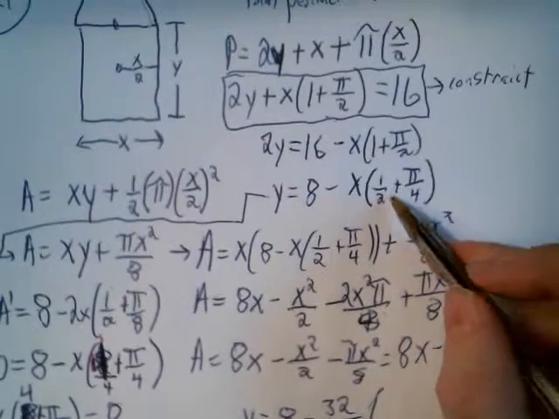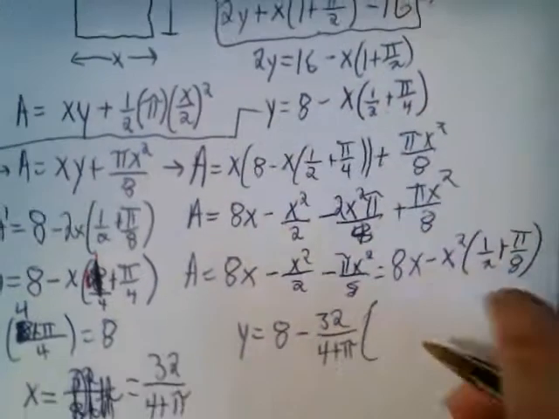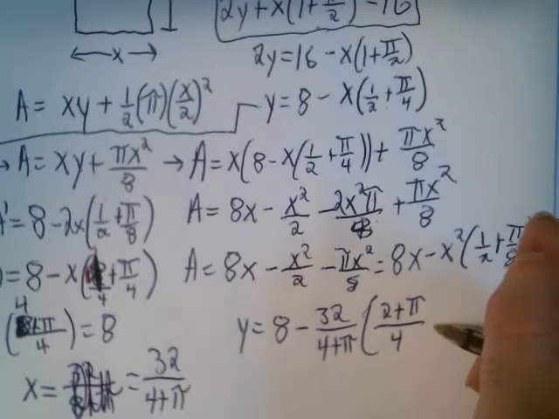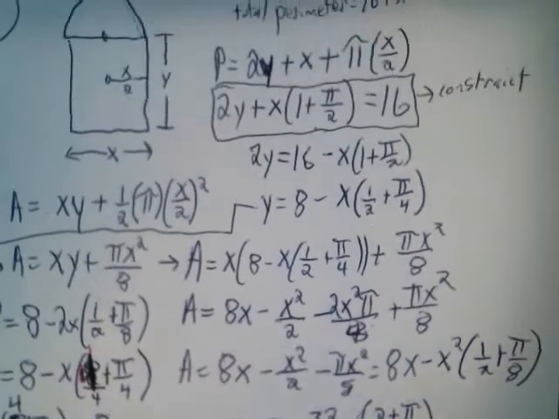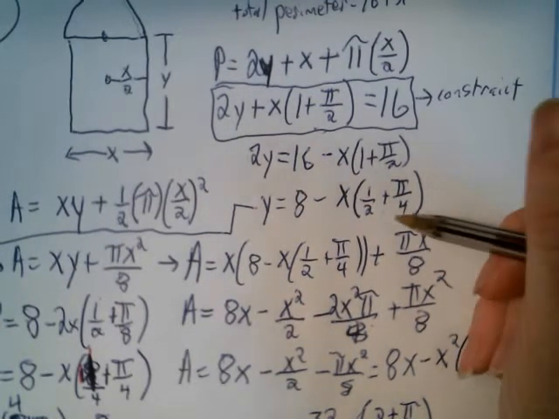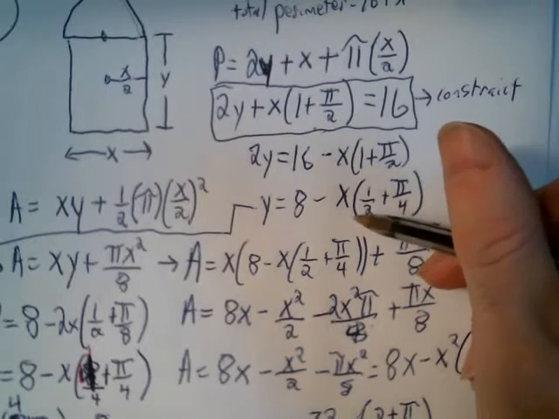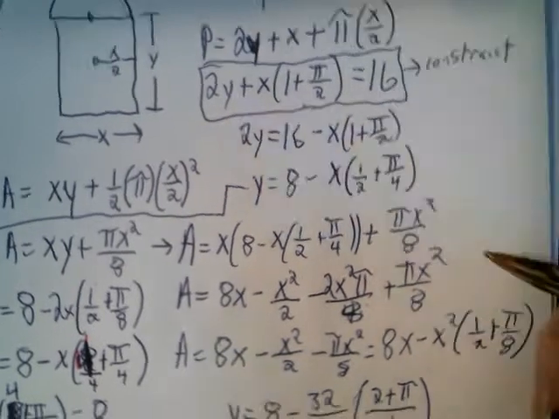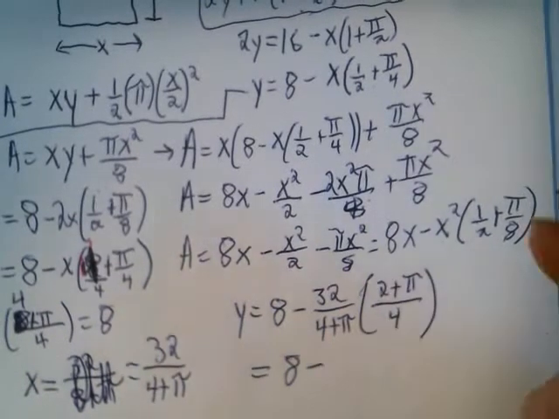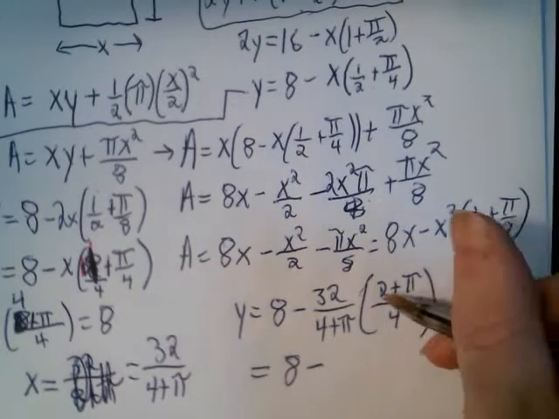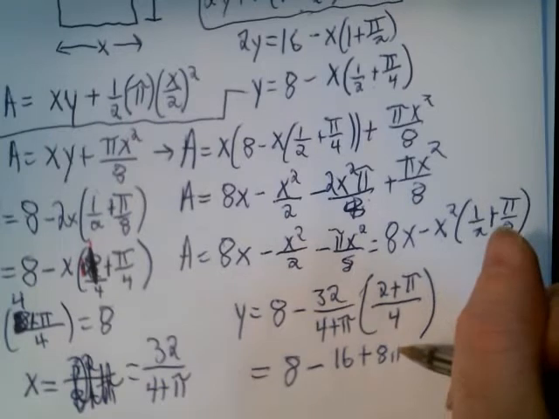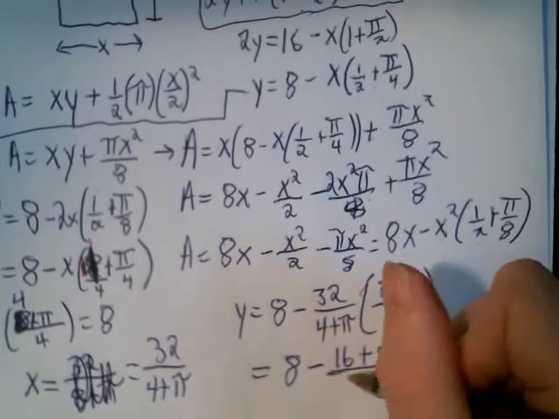Let's find a common denominator here. Hopefully I don't screw this up. So 2 plus pi over 4, I think. Let's see. Pi over 4 minus x is 32 over, I think. Then let's see what this is. 8 minus, 4 goes into 32 8 times, and then we can distribute. We get 16 plus 8 pi all over 4 plus pi.